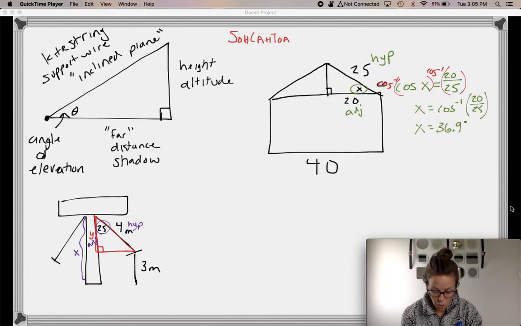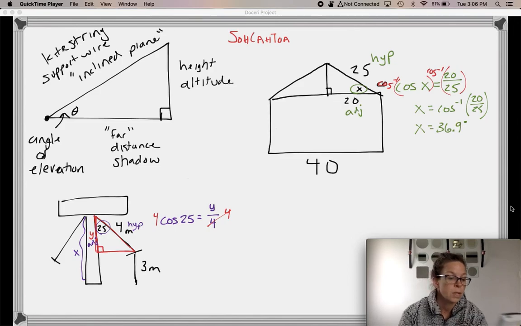All right, so adjacent and hypotenuse is going to be another cosine one. So cosine of 25, cosine of the angle, equals side adjacent over side hypotenuse. Okay, so now I want to solve this. I'm going to multiply both sides by 4, and then I can type into my calculator 4 cosine 25, and I get 3.63.